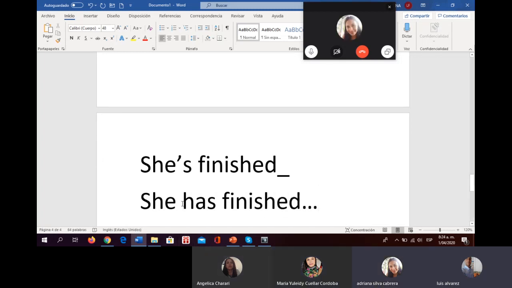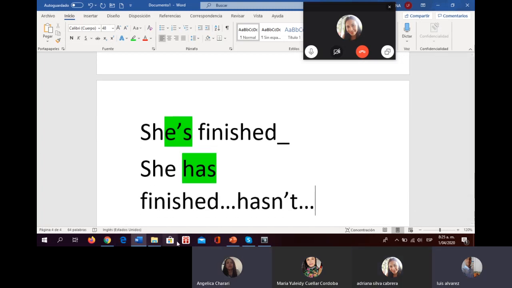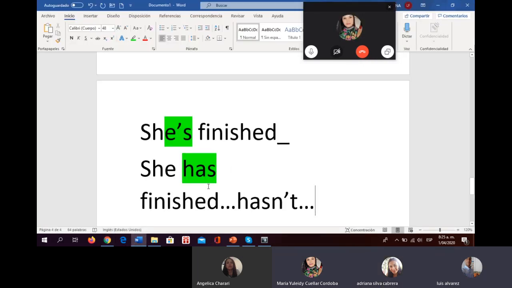Present, past. This is present perfect, because this is the contraction. So this is the same: she's finished, she has finished. So the option in here was hasn't. So the answer in here was hasn't she? Because finished is past. Yes, it's because the condition is present perfect, and this is the contracted form of she has.